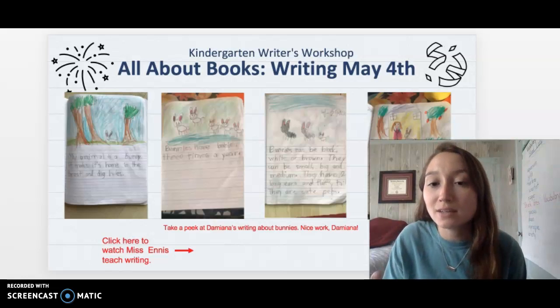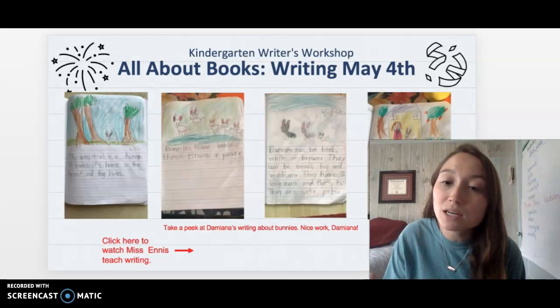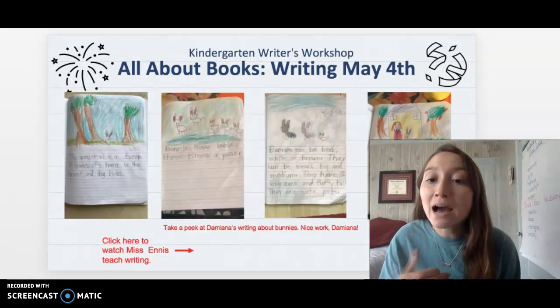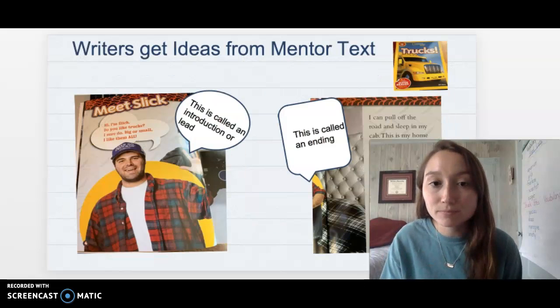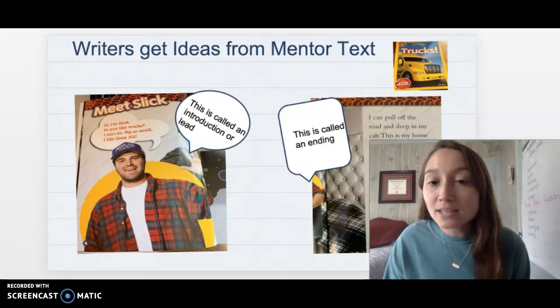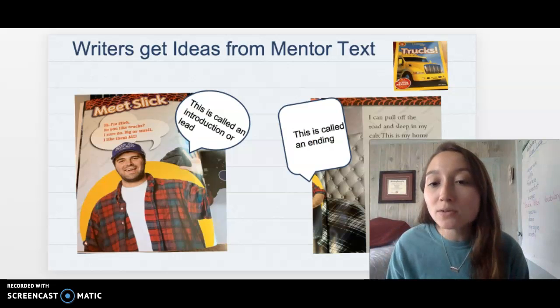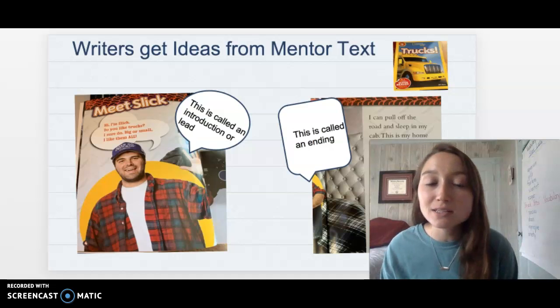So today we're going to continue looking at what a mentor text can teach us. Remember, a mentor text is a book that you can read to learn all about something, and it's a model for our own writing. So last week we looked at a mentor text to learn about adding speech bubbles or question and answer boxes.